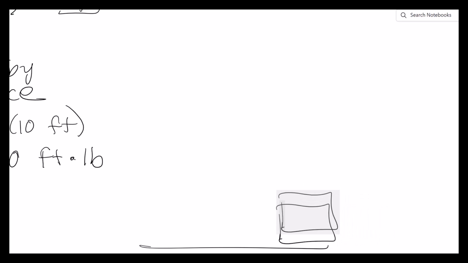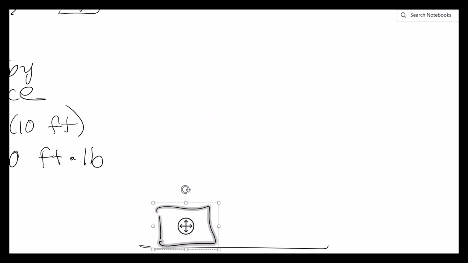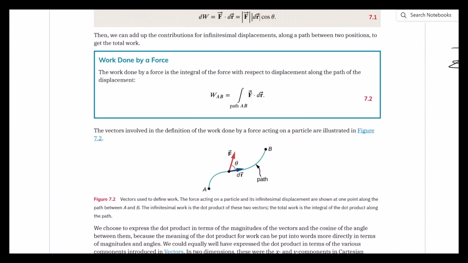So if I'm here, and then I go right here, the total up-and-down displacement is 0, and gravity only acts in the up-and-down direction, therefore the total work done by gravity is 0. Okay? So that's the basics of work.